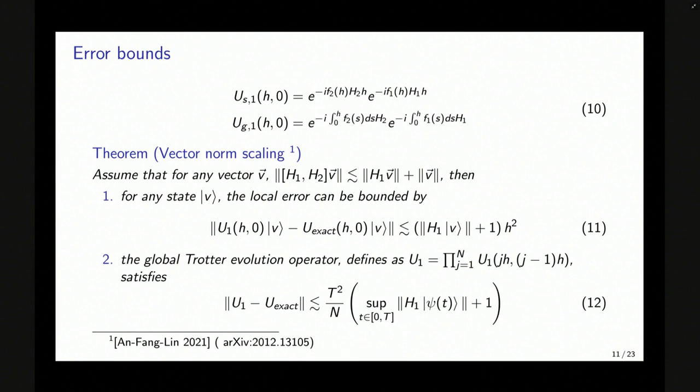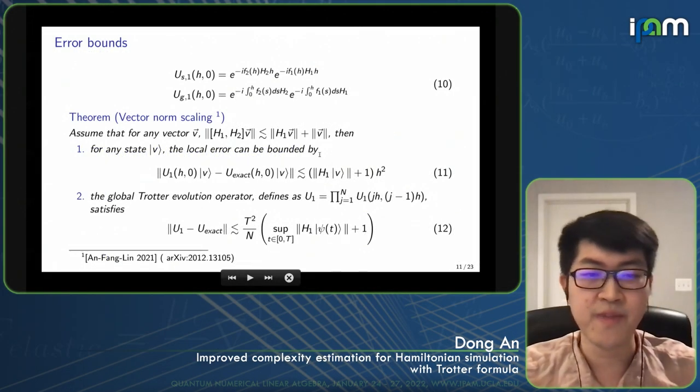which means that in some application, if H1 acting on the state can be much smaller than the operator norm of H1, then our vector norm error bound can give a better estimate, and probably a better complexity estimate for the Trotter method applied to this example. And this is something that I will show you in the next slide.